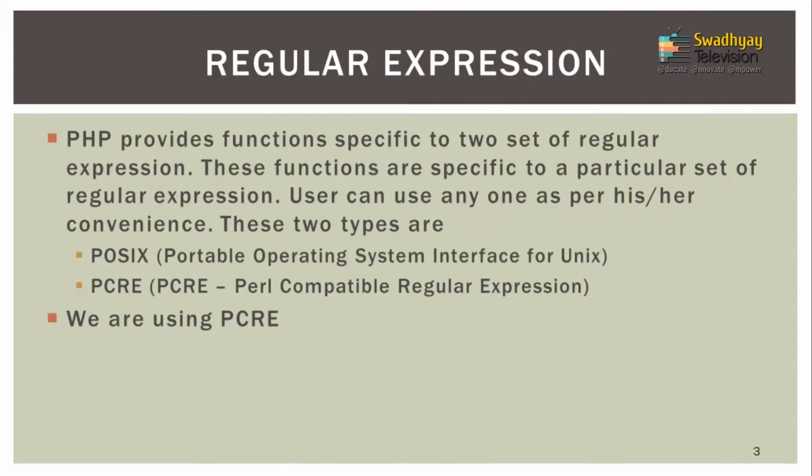Now PHP mainly supports two sets of regular expressions, and these functions are specific to a particular set of regular expression. The user can use any one as per his or her convenience. These two types are: one is known as POSIX, Portable Operating System Interface for Unix, POSIX is the acronym for this. And the second one is PCRE, meaning Perl Compatible Regular Expression. In this session we are using PCRE. The reason is that PCRE is widely used, and in PHP nowadays most developers use PCRE. So I will cover only PCRE.